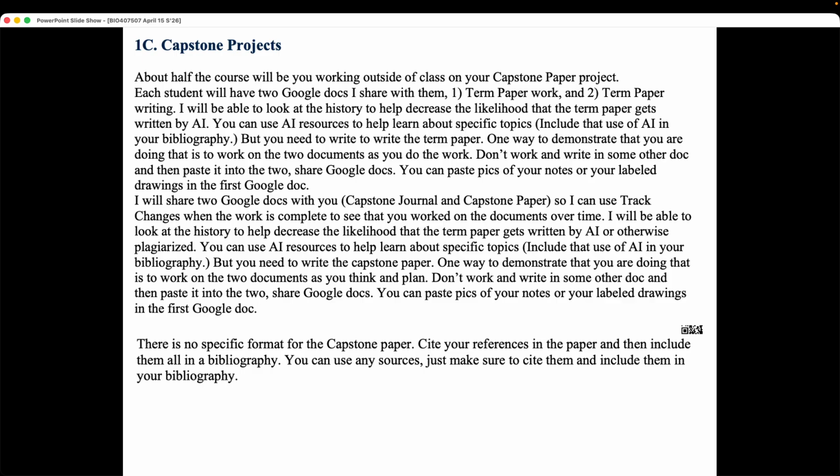One way to demonstrate that you're doing that is to work on the two documents as you planned. Don't work and write in some other document and then paste it into the two shared Google Documents. You can paste pictures, and so on, like that.